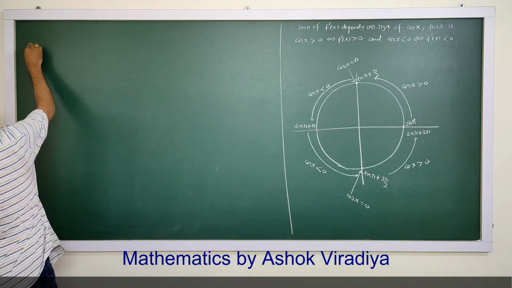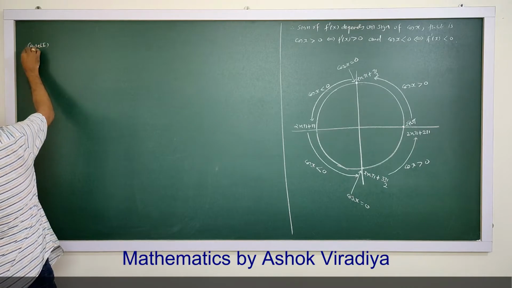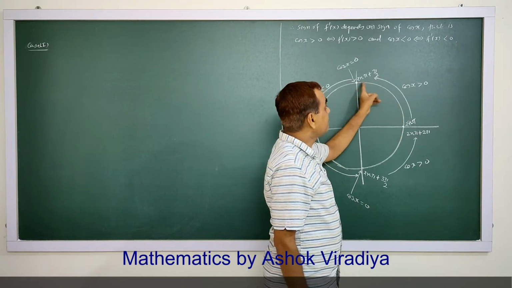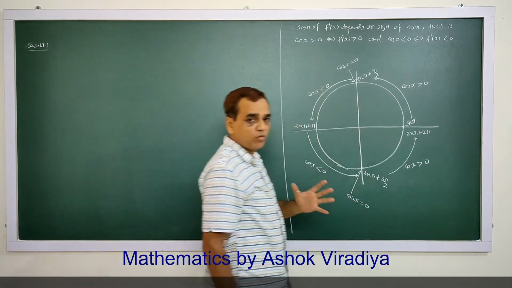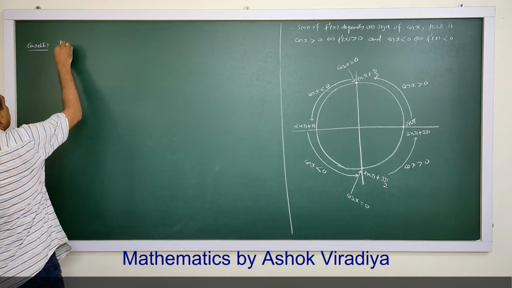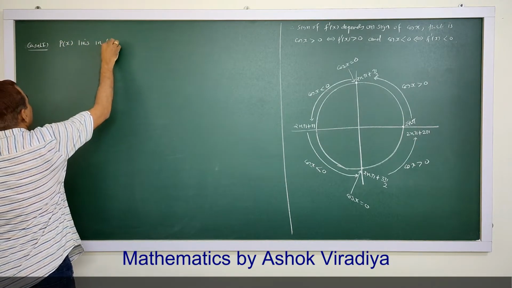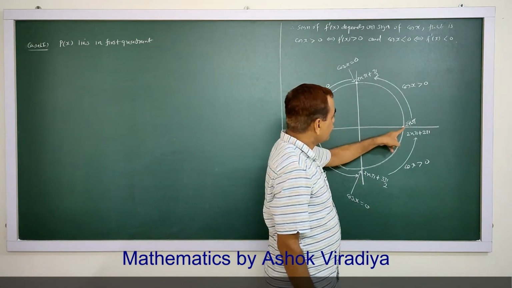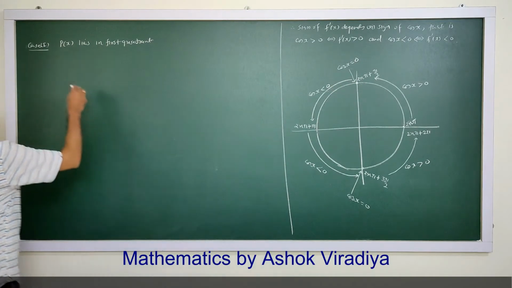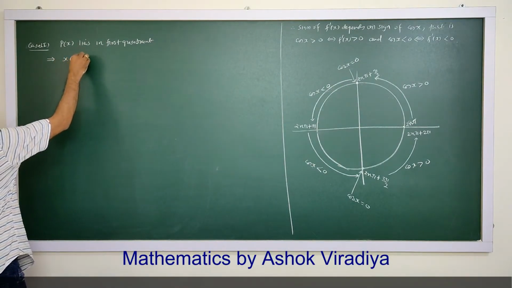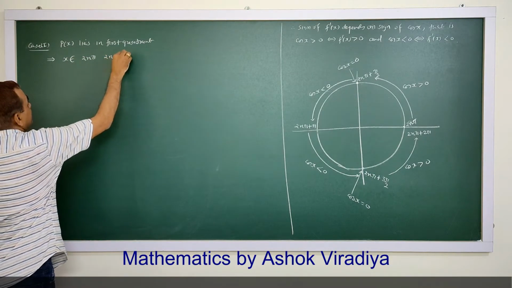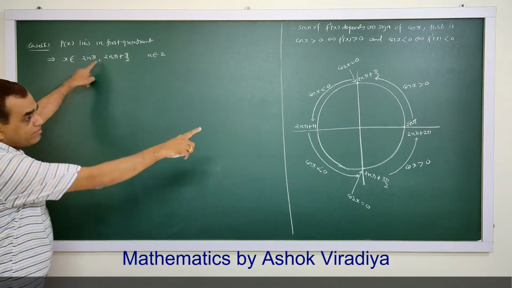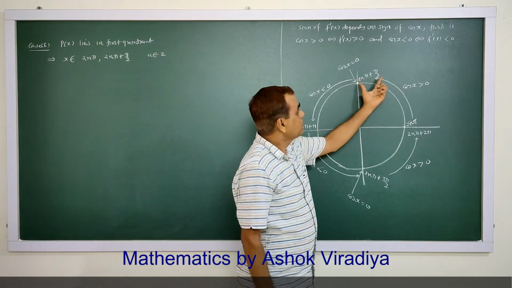Now see, case 1. If the point corresponding to x lies in the first quadrant, that means x belongs to 2n pi to 2n pi plus pi by 2, where n belongs to Z. That is, it covers the first quadrant.